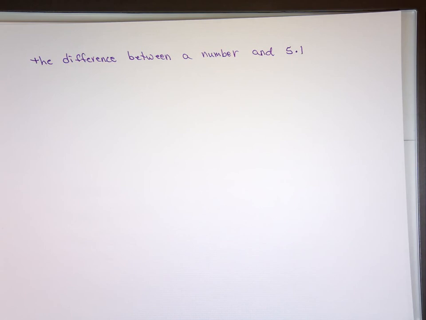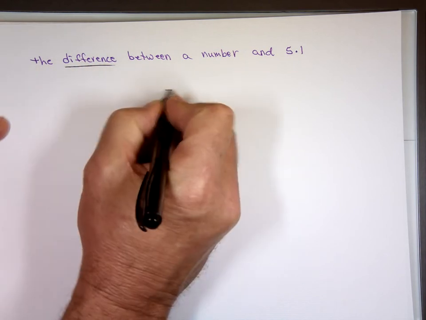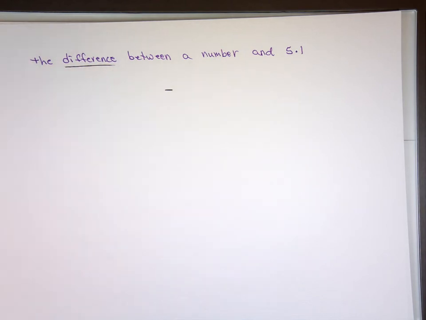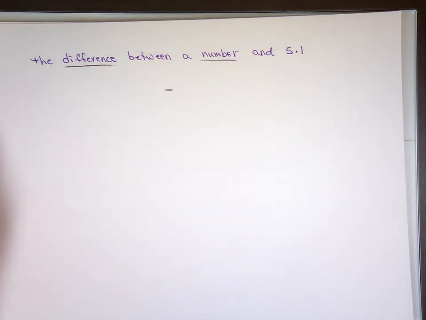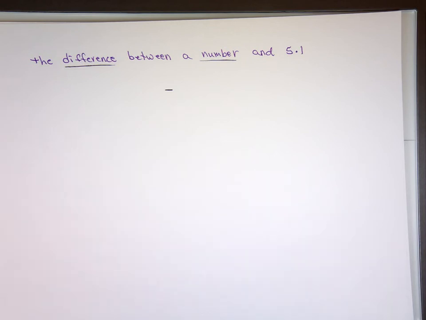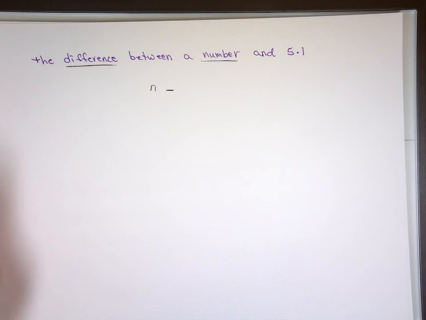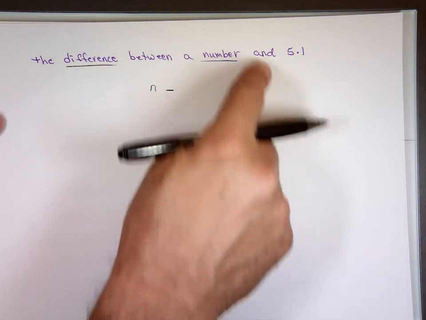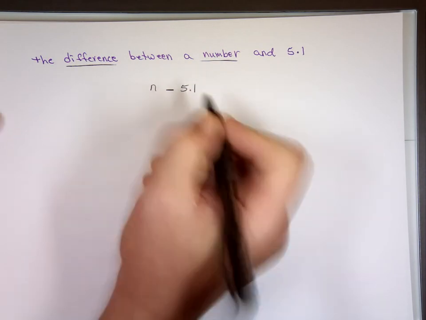The word difference means what? Subtraction. So I know I have a subtraction. Between a number. Does anyone know what the number is? No. You can use any letter you want to use. M, N, T, whatever you want. Since number begins with N, I'll use N. But I could use X, I could use Y, I could use a T, W, and 5.1. That's how you write that.